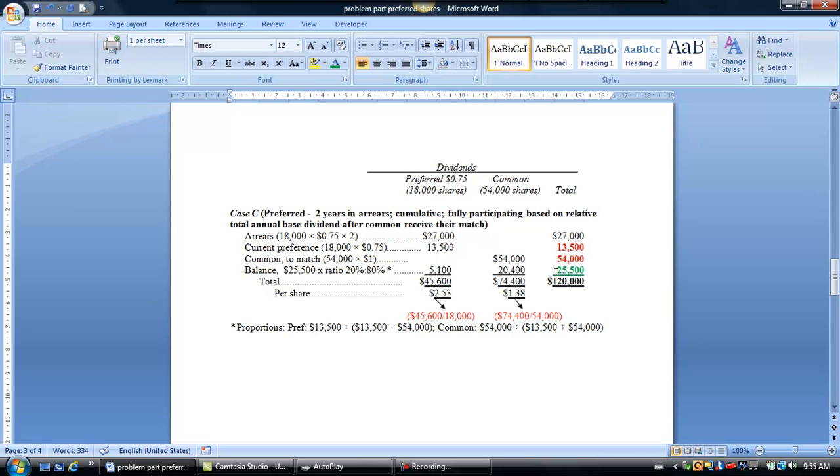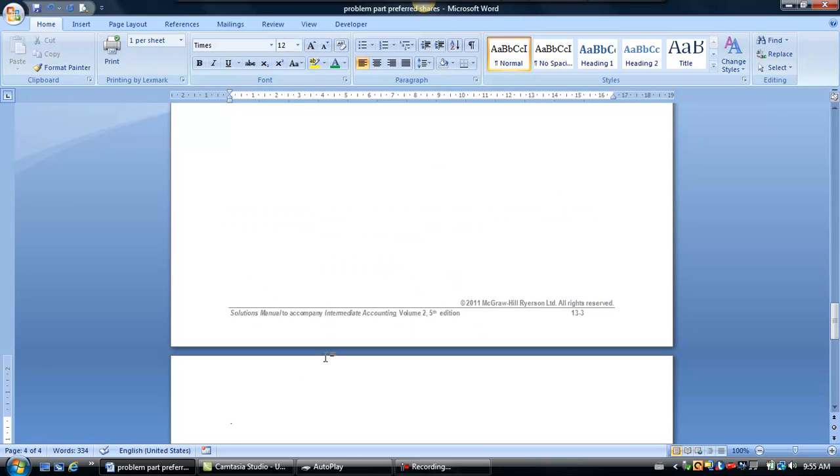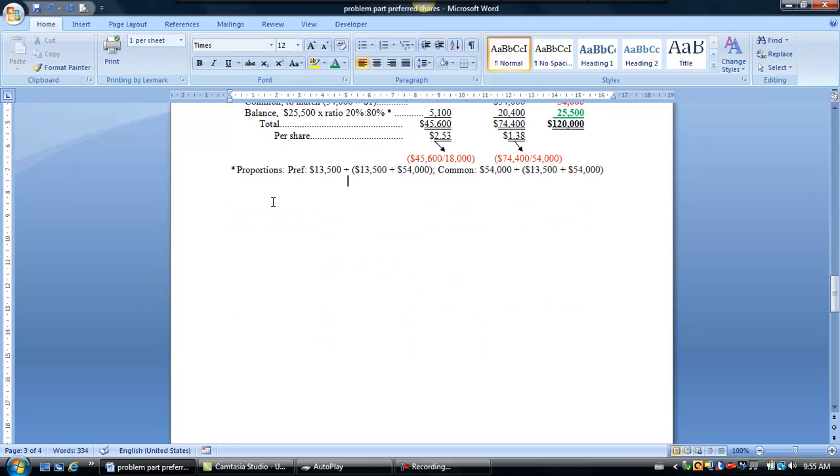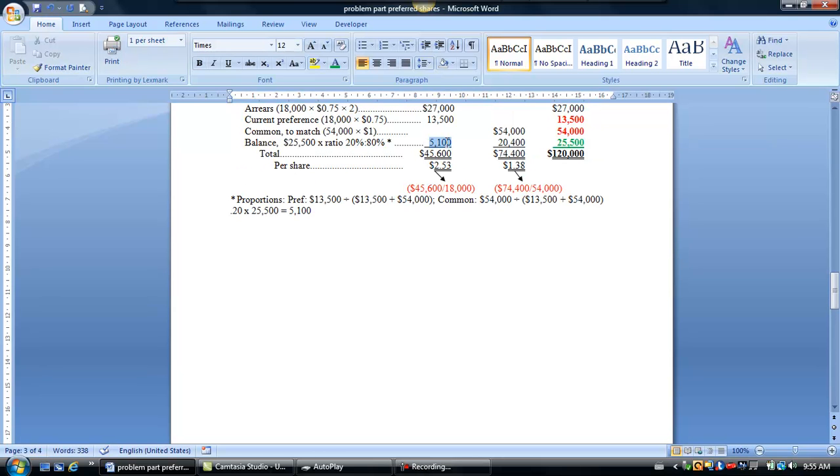So these guys are going to get 20% of $25,500, which is going to be equal to, and I'll just do it down here, 20% times 25,500, and that's going to be equal to 5,100. And that's where we get this number in here. That's our 5,100 right there.